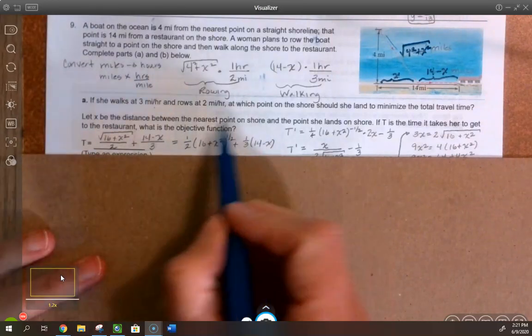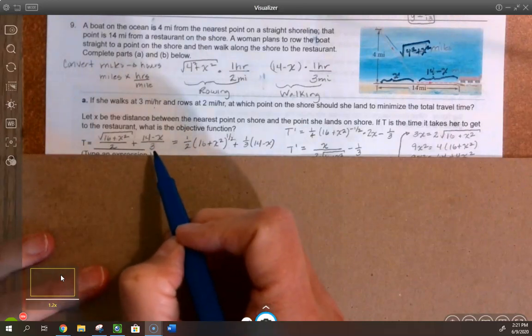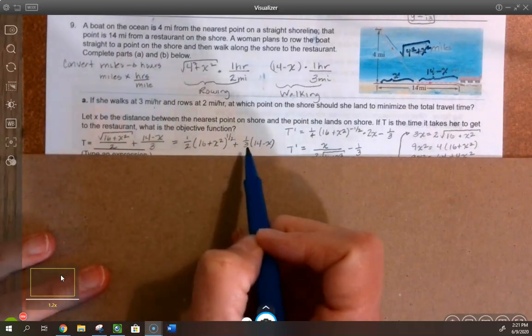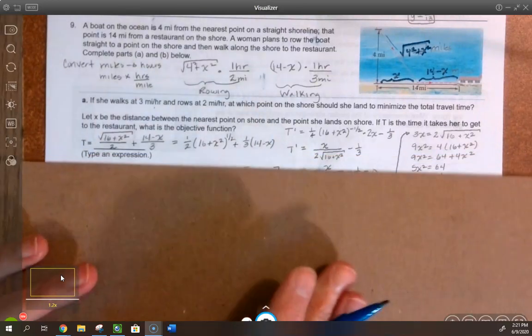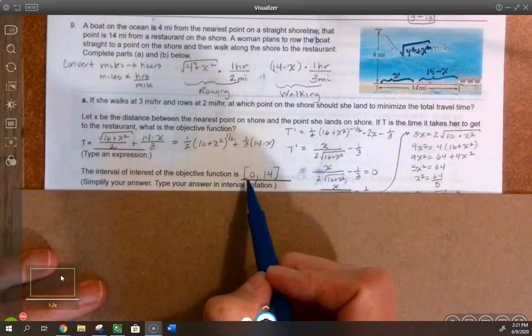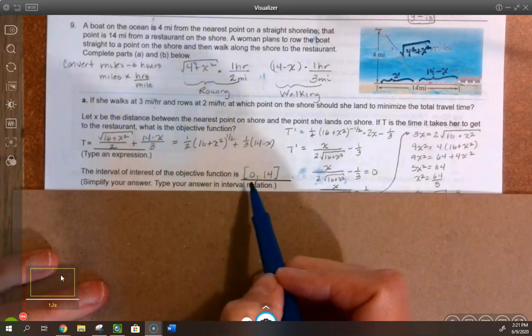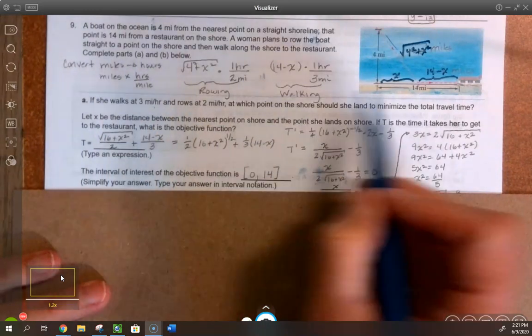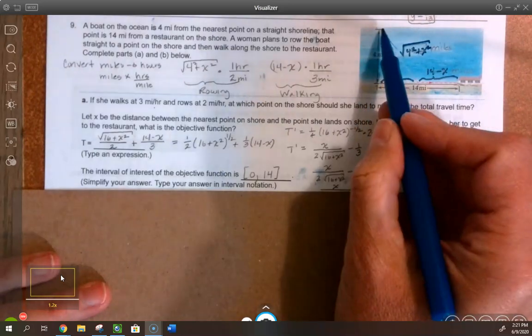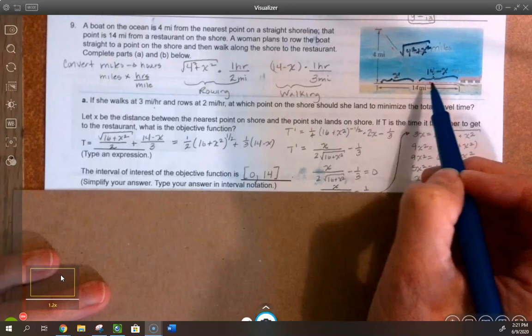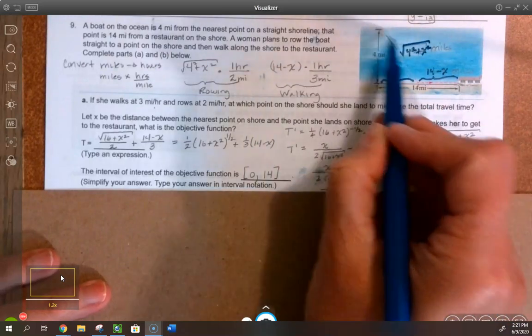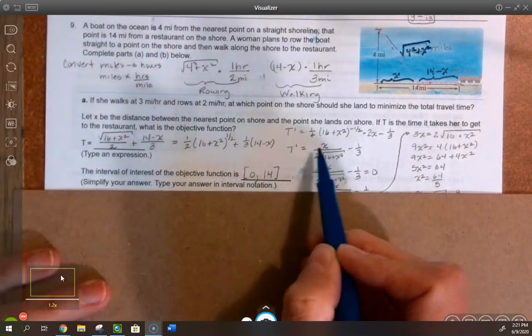Now we want to minimize the total amount of time. The first thing I did was write this in a way that I could take the derivative more easily. The other thing we should do is look at our domain, or interval of interest. The smallest x can be is 0. She could row straight to here and then walk the entire way. The biggest x could be is 14. She could row the entire time. So x has to be between 0 and 14.